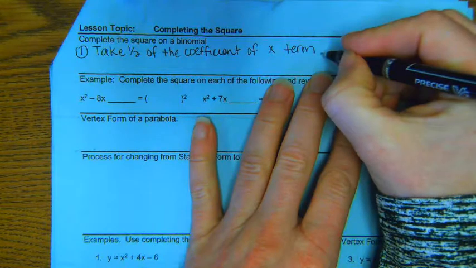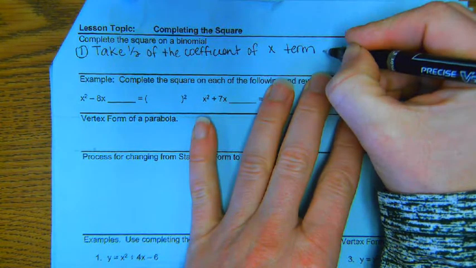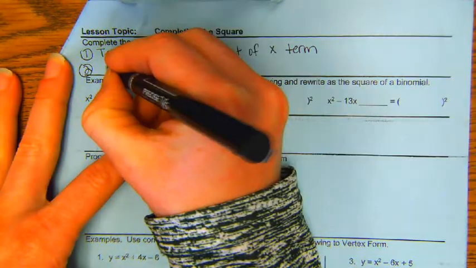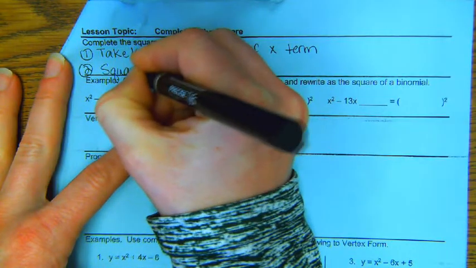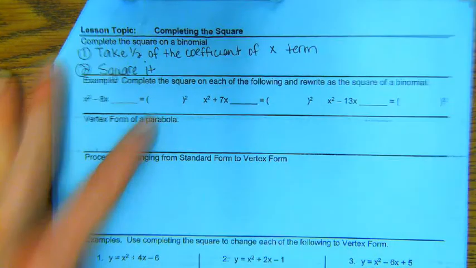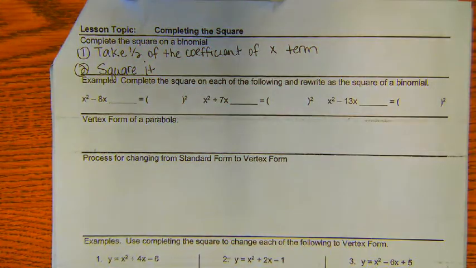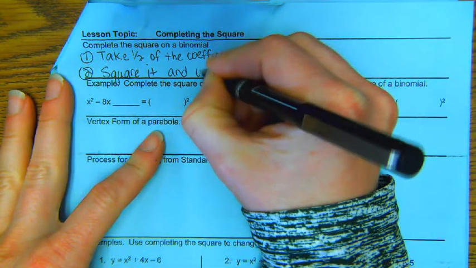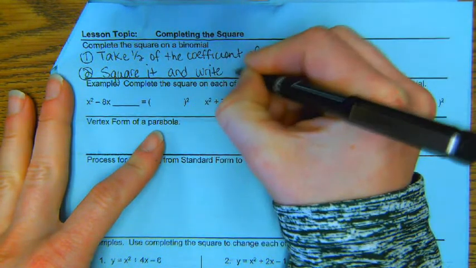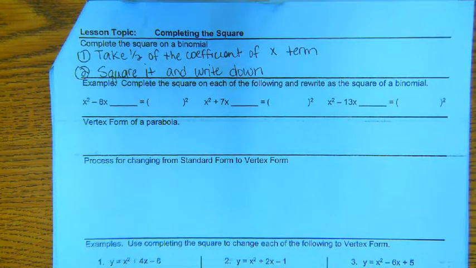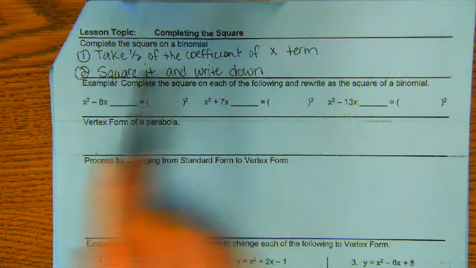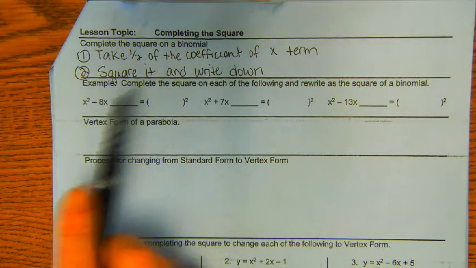Okay, so we're going to take half of the coefficient of the x term. We're going to square it, and write it down. Notice, when I take half, am I writing it down? No, I'm taking half, I'm squaring it, and I'm writing it down.